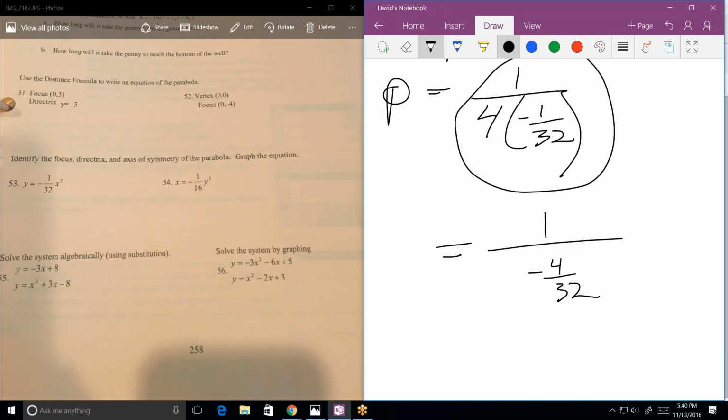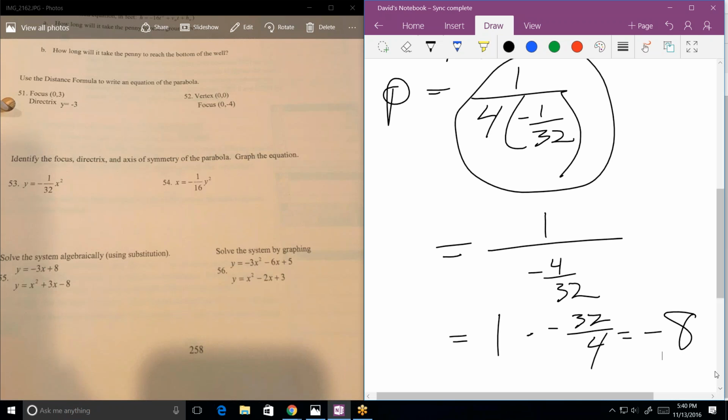You'd multiply by the reciprocal, not the opposite. Opposite has no mathematical meaning. Reciprocal does. In other words, this is the same as multiplying the numerator times flipping the denominator. Well, 1 times anything is anything, and minus 32 over 4 ends up being minus 8. So that's what P is, minus 8. That all makes sense.